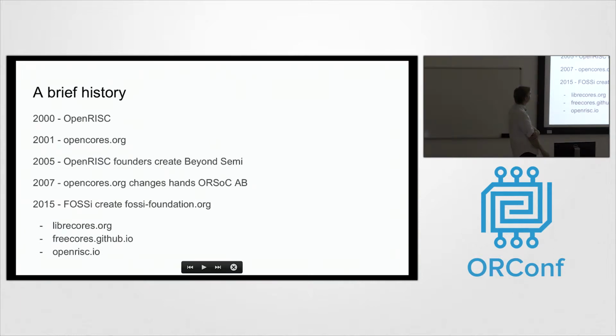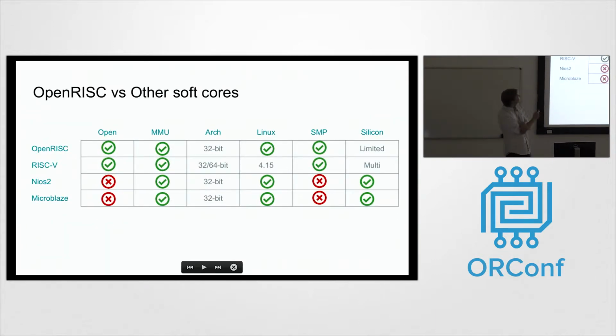And this is just some more time frames. But recently, out of the OpenRISC community came ORConf and the FOSSi Foundation, which puts on this conference. And there are some websites there. LibreCores, which was talked about. There was a FreeCores, which is kind of the precursor to LibreCores. And then OpenRISC is a website that we run. And I mainly maintain a lot of the stuff on OpenRISC.io. So if you want to find anything I talk about, there are links there.